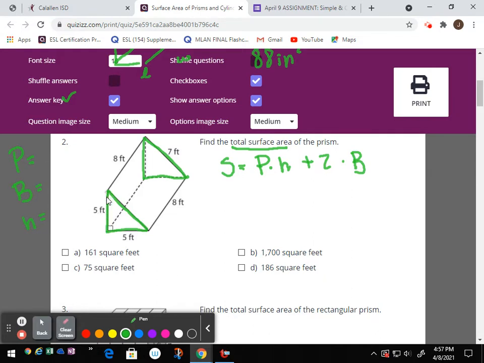So we have this side, which is 5, this side, which is also 5, and then this diagonal right here, which back here we see is 7. So 5 plus 5 is 10, plus 7 is 17.